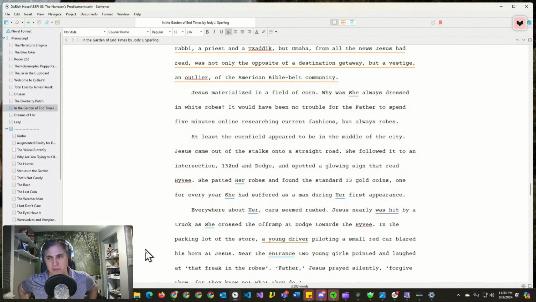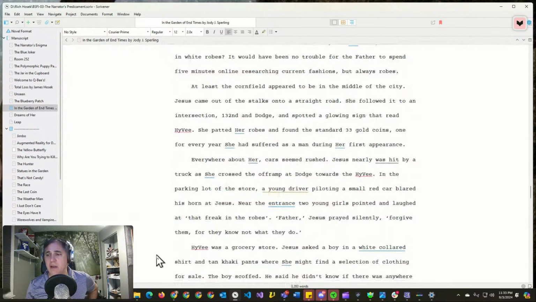She patted her robes and found the standard 33 gold coins, one for every year she had suffered as a man during her first appearance. Everywhere about her, cars seemed rushed. Jesus nearly was hit by a truck as she crossed the off ramp at Dodge towards the Hy-Vee. In the parking lot of the store, a young driver piloting a small red car blared his horn at Jesus. Near the entrance, two young girls pointed and laughed at that freak in the robes. "Father," Jesus had prayed silently, "forgive them, for they know not what they do."